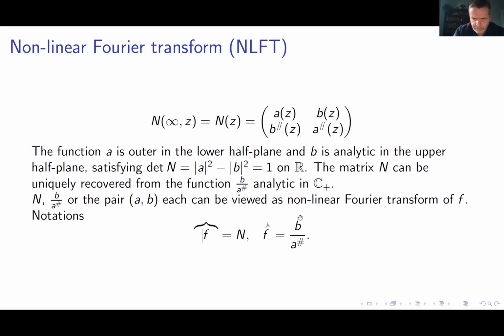Because if you know the absolute value of this one function, and you know that the absolute values of A and B are related to each other like this, you can recover the absolute value of A and the absolute value of B. Now, A is outer, so its absolute value determines A completely. So after you find A, and you know B over A, you find B, and then you fill in the whole matrix N. So really, you don't need to look at the whole matrix. You can call this one bounded analytic function the nonlinear Fourier transform of F.